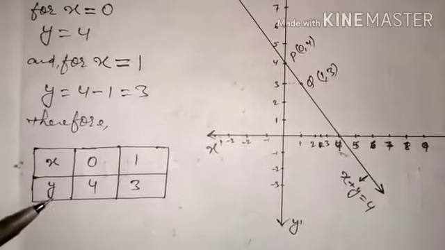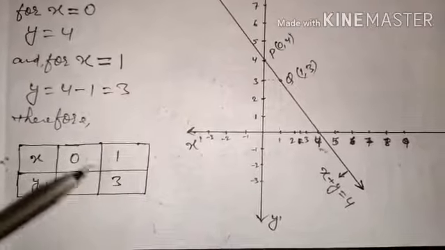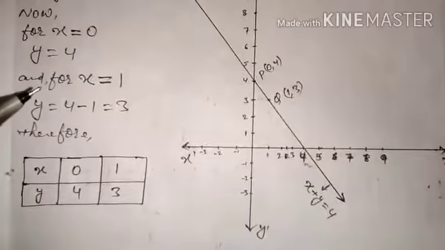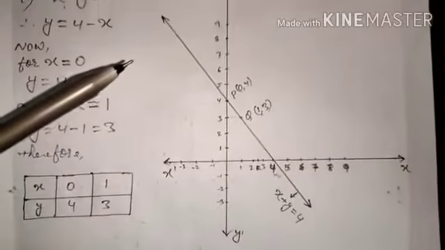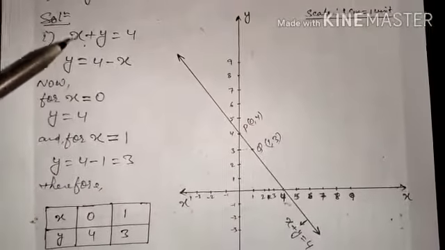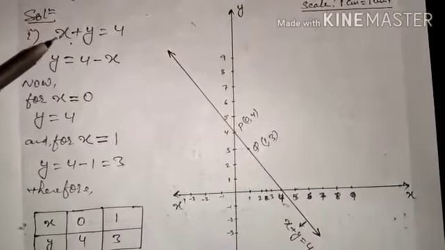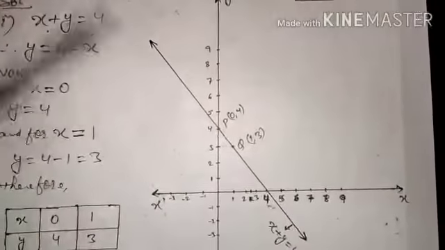You can see x, y, so 0, 4 and 1, 3. So it means we have got the coordinates of the points. Now we can make a graph of this equation. As we know, the graph of a linear equation in two variables will be a straight line.